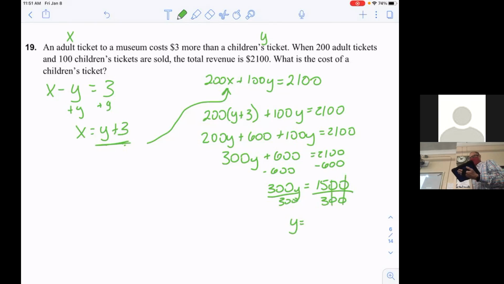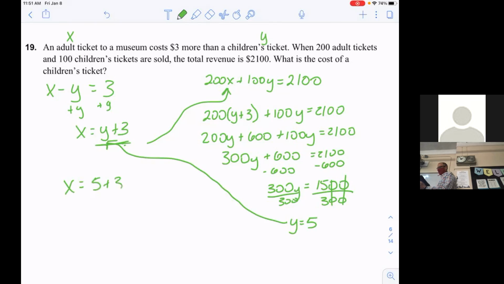I'm going to have zeros cancel, so 15 divided by 3 is. So again, we now have one variable. We can take that one variable and we can put it in for y there. So x is equal to 5 plus 3. So that means that 8.